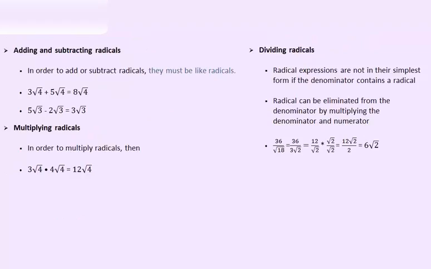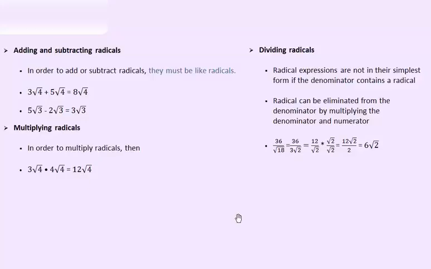When adding and subtracting radicals, we can only do so when the radicals are alike. So in our example, we see the square root of 4 is the same for both radicals, so we can add the values outside the radicals together, and we'll get 8 times the square root of 4. And when we are multiplying radicals, we can multiply when the radicals are the same underneath the square root. We can multiply the values outside the square root, so we can take 3 times 4 to get 12 times the square root of 4.